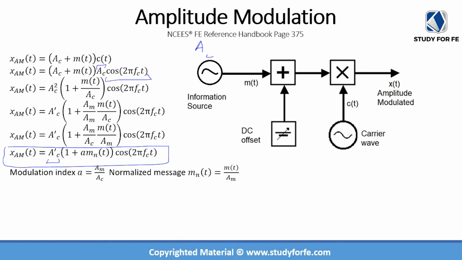Whereas in the previous equation, by setting C of t equal to cosine 2 pi FCT and simply adding AC to M of t, we were able to keep the AC the same. Okay, we were able to keep AC the same value as the DC offset value. But over here, the AC that we end up with in terms of the AM is actually AC square, and that's why in the NCEES reference handbook, it is identified as AC dash.